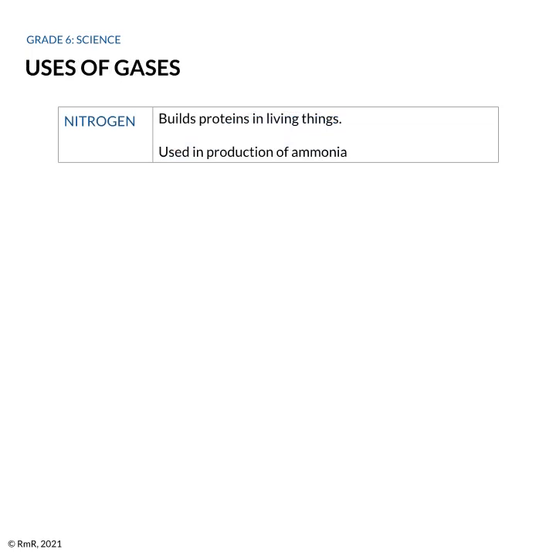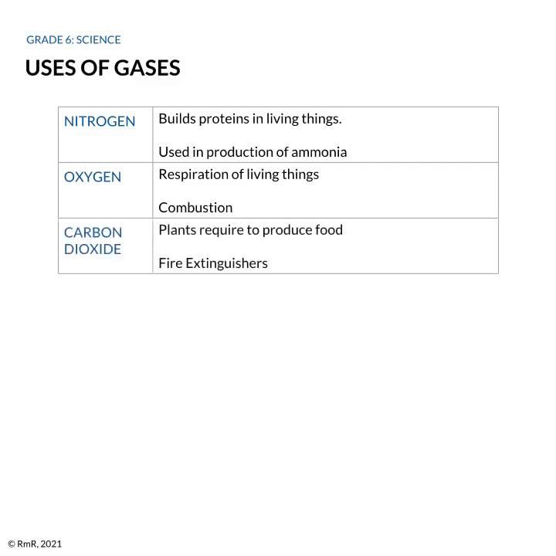The uses of some of the gases are: nitrogen helps living things build proteins. It is also used in the production of ammonia. Oxygen is used for respiration of living things and for combustion. Carbon dioxide is used by plants for producing food and used to extinguish fires.